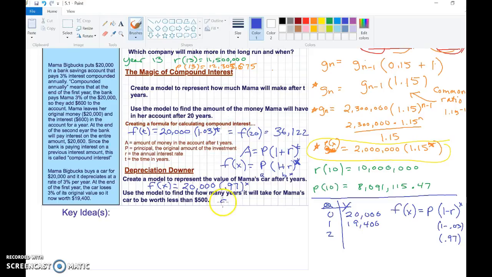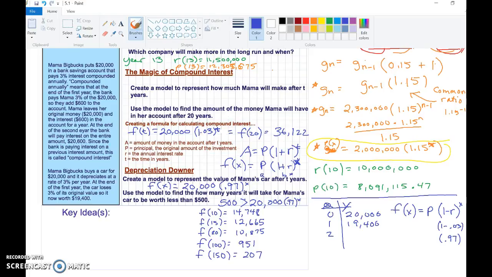So then we want the car to be less than $500. So we've got to figure out, to what power do we have to raise 0.97 so that when we multiply it by 20,000, we end up with $500? So why don't you do a little bit of guessing and checking, using your calculator, to see. I'd start with 10 years. How low is it at 10 years? And then maybe go with 15, 20, and see if you can find when you get to 500.